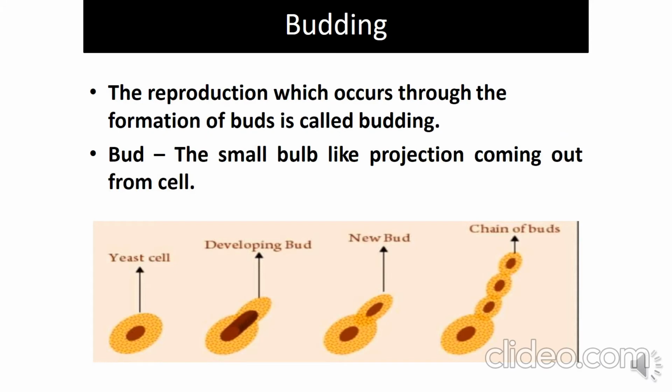We have another type of asexual reproduction in plants. It occurs through the formation of buds and is called budding. The bud is the small bulb-like projection coming out from the cell. In horticulture, the term budding refers to a method of plant propagation in which a bud of the plant to be propagated is grafted into the stem of another plant.